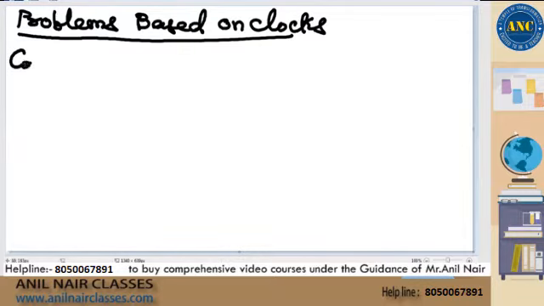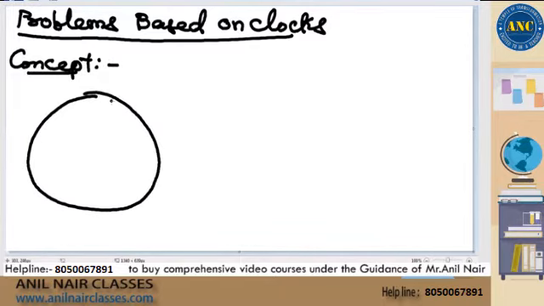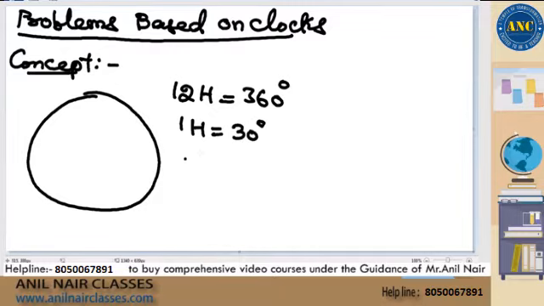First concept. First, listen carefully. A clock is in the form of a circle. Total angle in a circle is 360 degrees. By default, in a clock, there will be 12 hours. So, 12 hours is 360 degrees. 1 hour will be 30 degrees. 1 hour is 60 minutes. 60 minutes is 30 degrees. 1 minute is half degree.